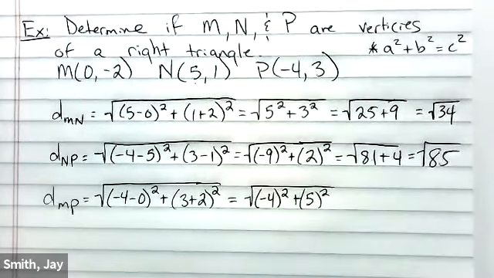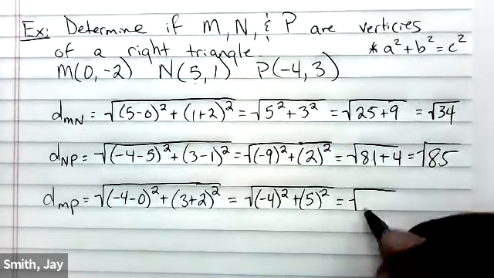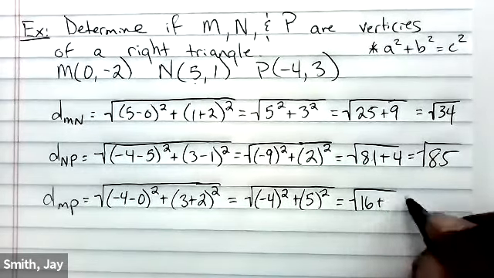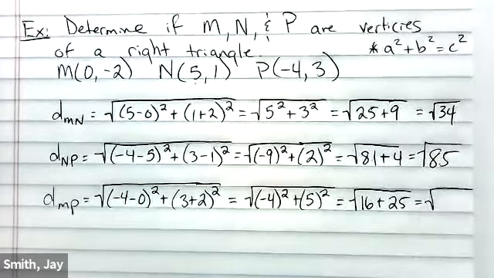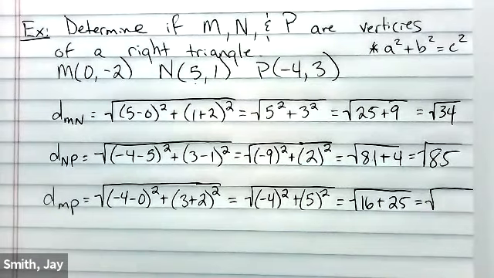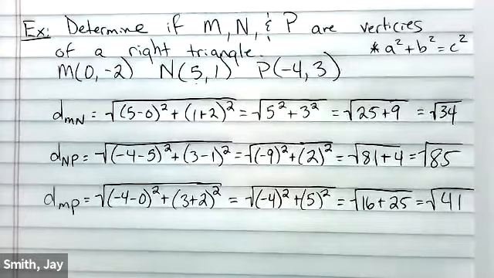All this is obviously our radical. So that's going to give me the square root of 4 squared, which we know is 16, plus 5 squared, which we know is 25. So the distance between M and P will be the square root of 41.